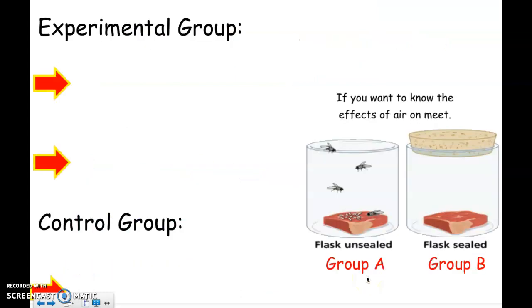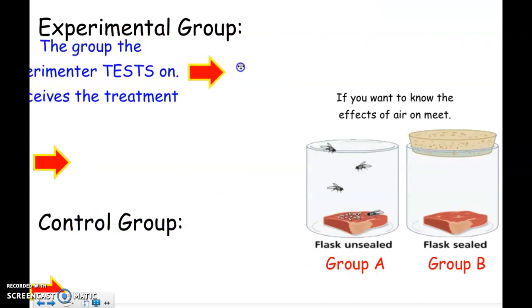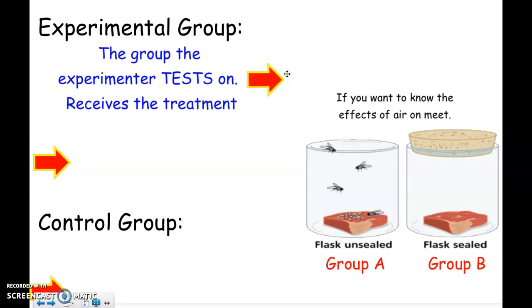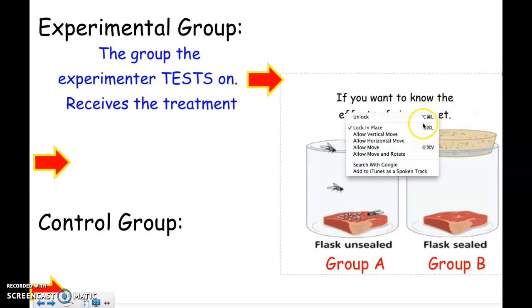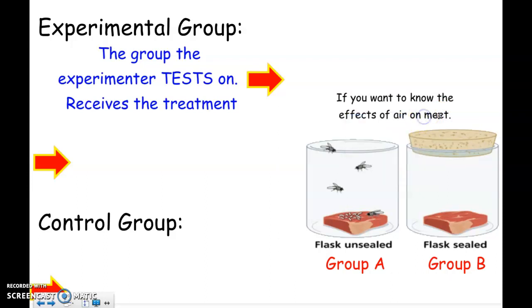So just to remember, an experimental group is the group that you test on, that the experimenter tests on. So in this situation here, if we want to know the effects of air on meat, and that should say meat, M-E-A-T, you are going to want to know what the treatment is. Well, in this case, the treatment's the air. So that would mean the experimental group in this case is group A.